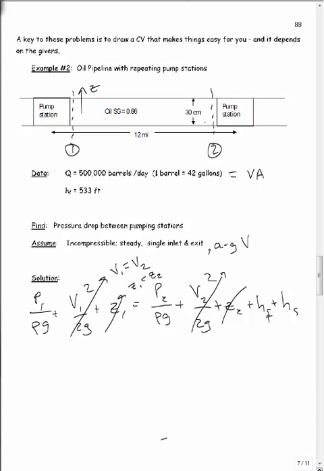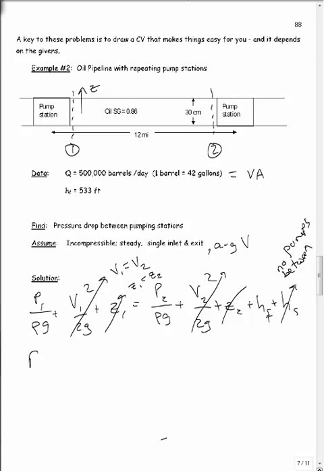And the other thing we can drop out, between 1 and 2, we have no pumps. So you're always looking between your inlet and exit of your control volume. No pumps between. Don't look outside your control volume. That doesn't do you any good.